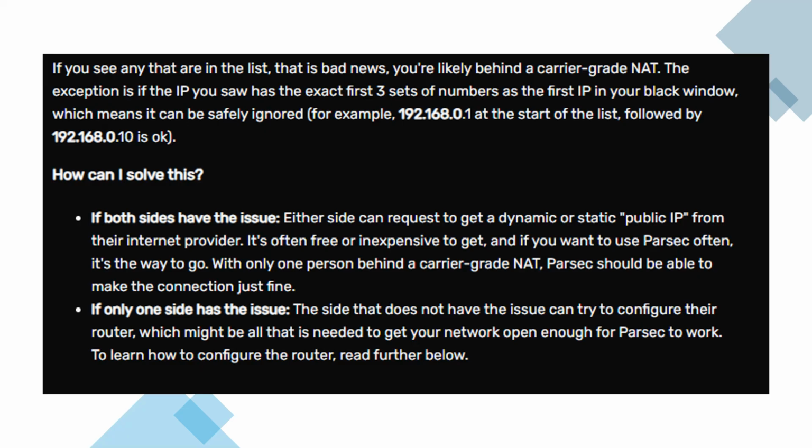You can contact your ISP and request a public dynamic or static IP address, which is often free or low cost. If only one side has this issue, configuring port forwarding or using a DMZ setting on the router might be enough to establish a successful connection. By following these steps, you can usually eliminate error codes 6023 and 6024 and get Parsec running smoothly again.